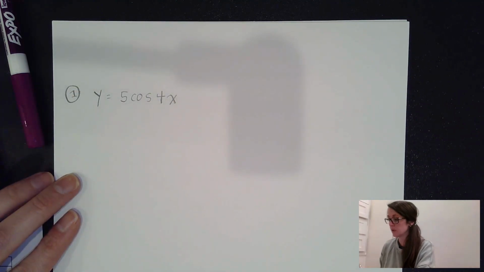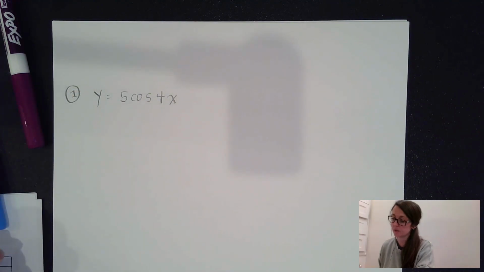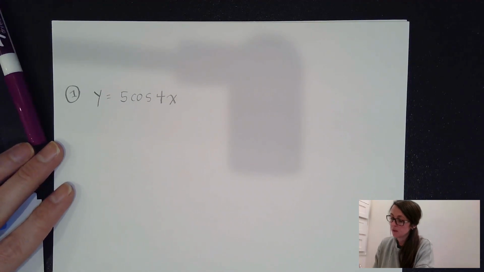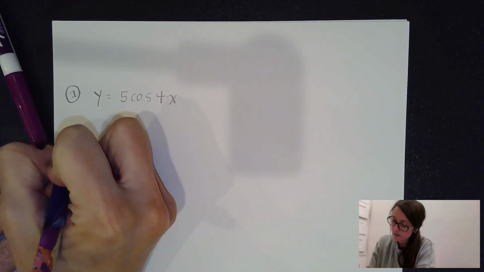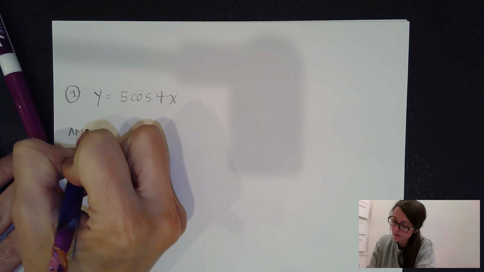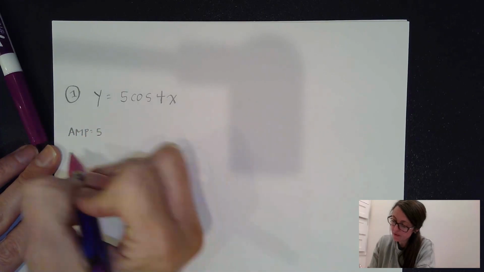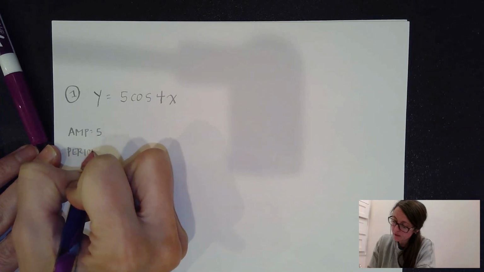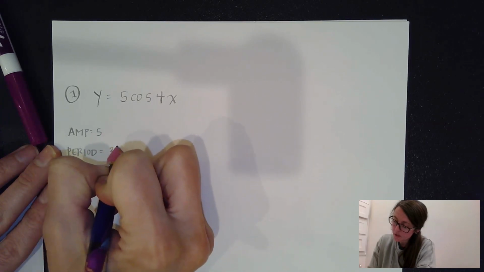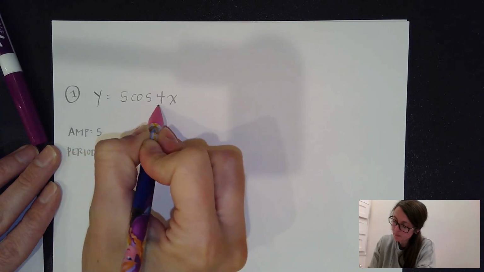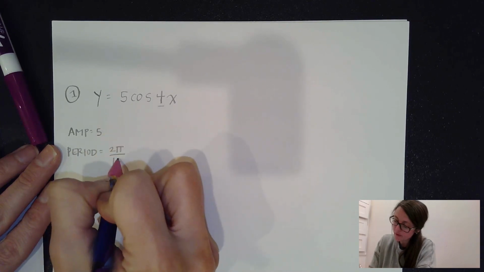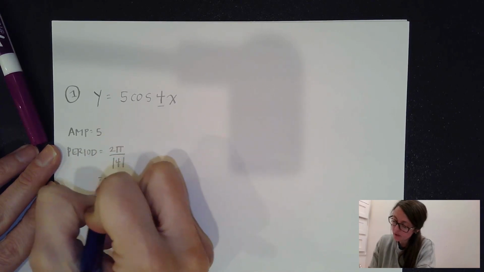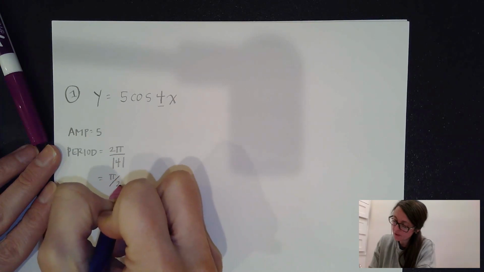this one here. So it's y equals 5 cosine of 4x. So the amplitude here is going to be 5. The period is going to be, it's a cosine, so it's going to be 2 pi divided by the absolute value of 4. So the period here is going to be pi over 2.